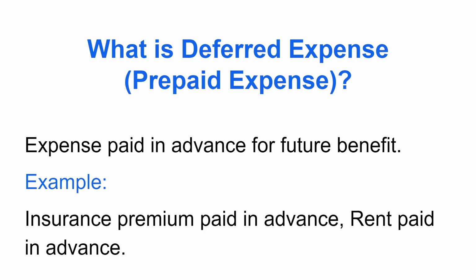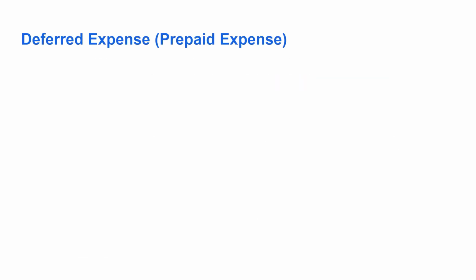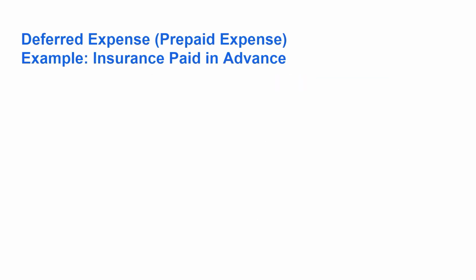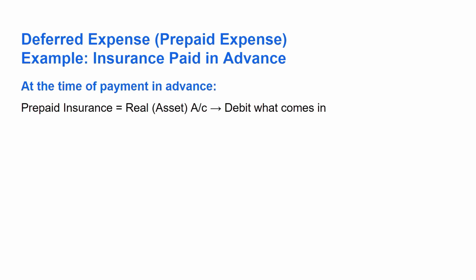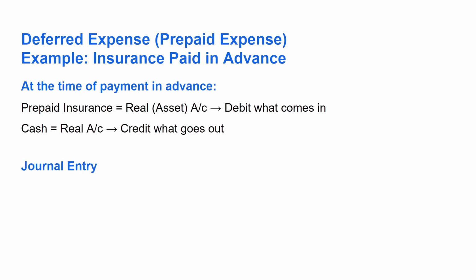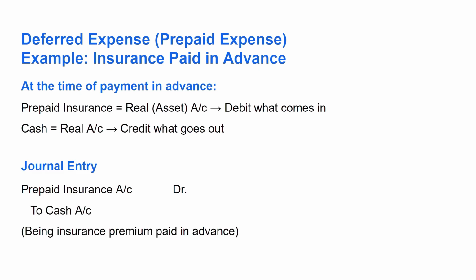Let's see the journal entry. Deferred expenses or prepaid expenses. Example, insurance paid in advance. At the time of payment in advance, the two accounts affected are prepaid insurance and cash account. Prepaid insurance is a real account, and we debit what comes in. Cash is a real account, credit what goes out. The journal entry is prepaid insurance account debit to cash account, and the narration is being insurance premium paid in advance.